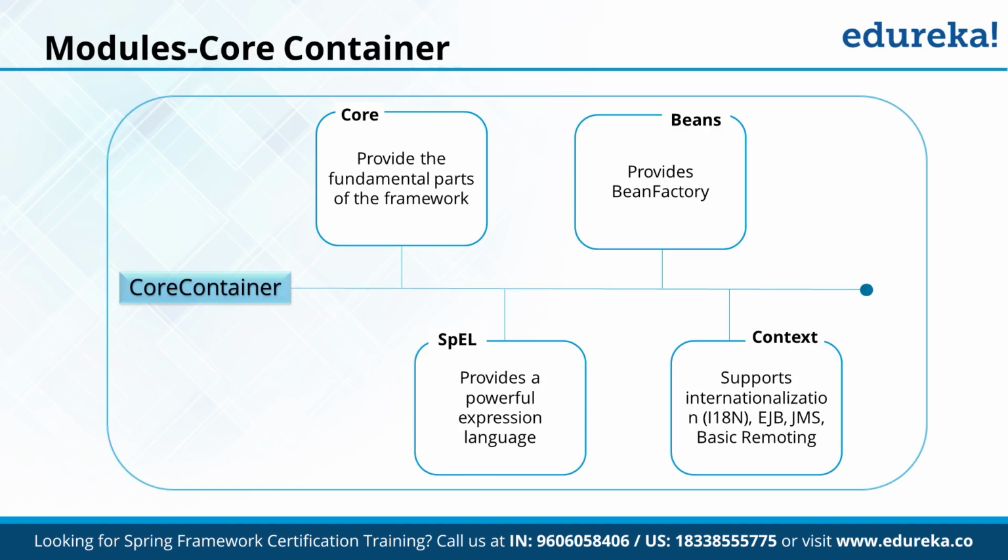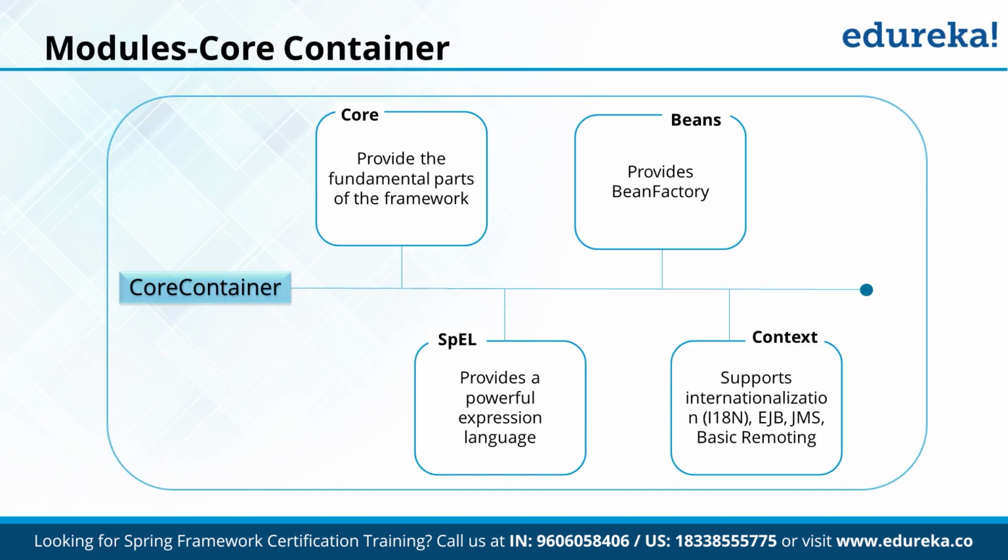So the core layer provides the fundamental parts for the framework. These are the base of the Spring framework, right? So we got something known as beans, context, and Spring expression language. These are the three important key concerns, right?